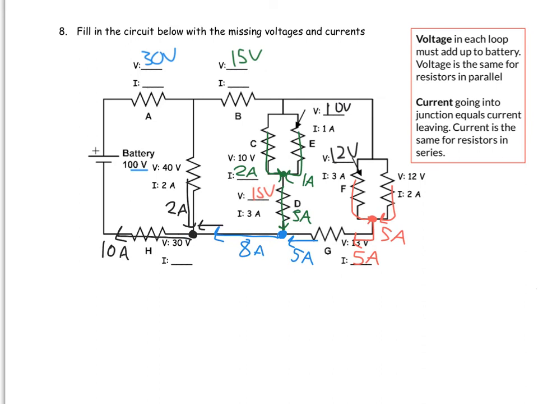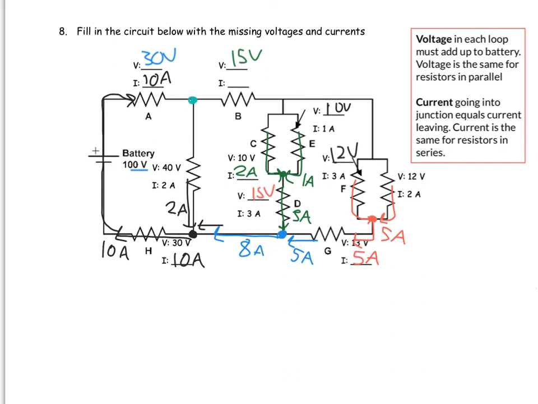They'll combine to make 10 amps. And so that means H gets 10 amps. That 10 will go up through the battery and continue along to A. Since there were no junctions in between, that means resistor A also gets 10 amps.